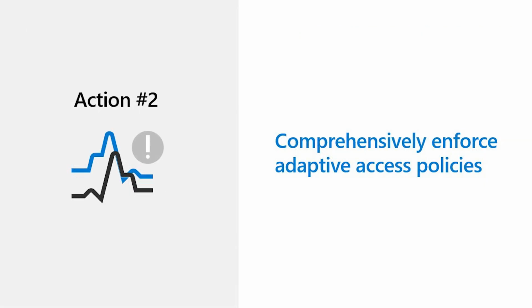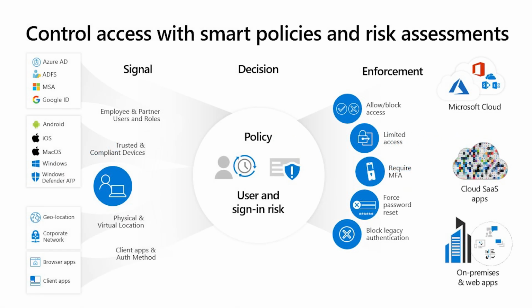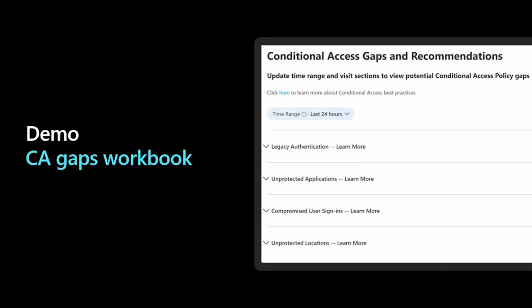The second action is to drive comprehensive adaptive access coverage. With Azure AD conditional access, you can apply adaptive access based on users, application, data, device, and network. And you can also enforce a range of controls, including session controls. Now, the key thing here is your environment is as secure as the weakest link. Any gaps in your policy coverage will be discovered and exploited. That's why we are continuously investing in insights to help you easily understand your policy coverage and proactively fix those gaps. Let's show you how.